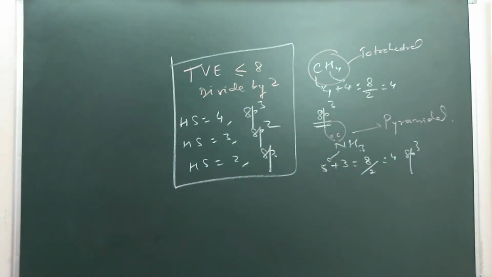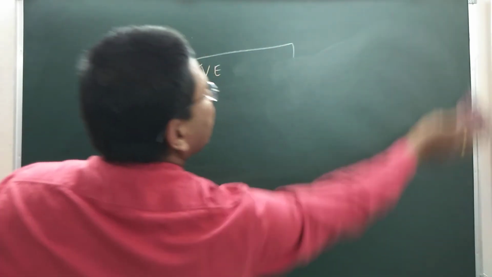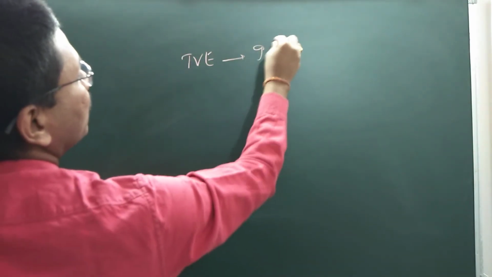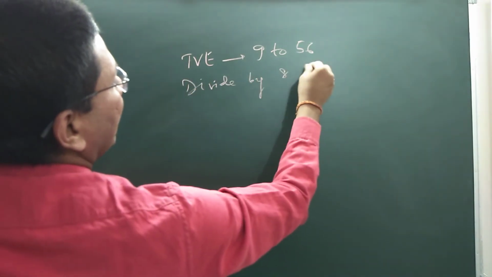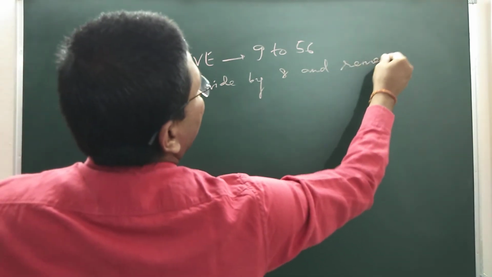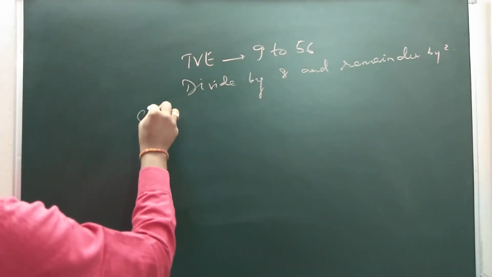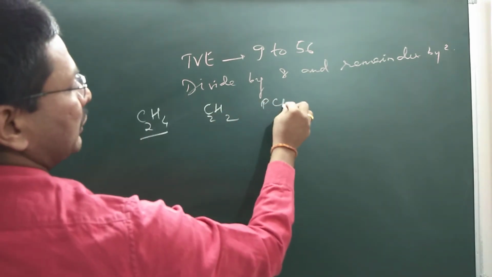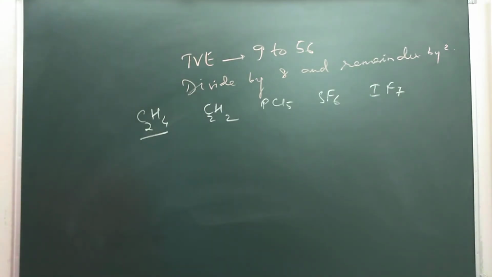But if the species is given where the total valence electron count is more than 8, ranging from 9 to 56, use the formula: divide by 8 and take the remainder divided by 2. Use this formula. So you can find out, for example, C2H4, C2H2, PCl5, SF6, IF7. So let's see.